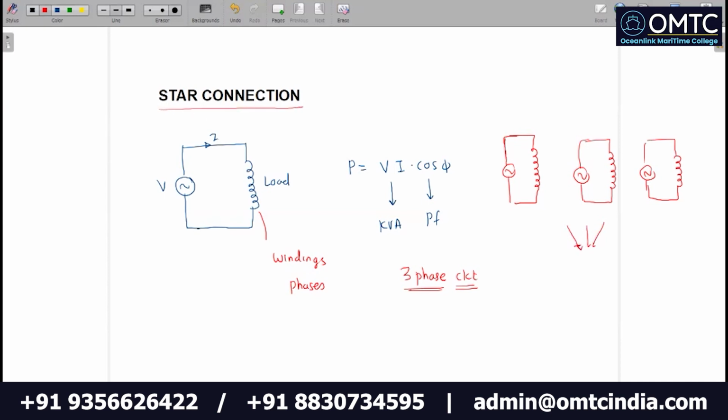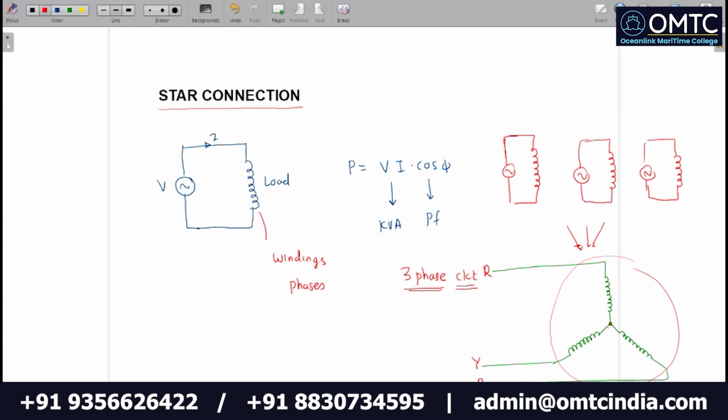Right now we are talking of star connection. In the star connection, the end of each winding, let us say this is another winding, is connected together, and only three wires are taken out. These three wires are given some color coding like red, yellow, blue, and this is your now load.